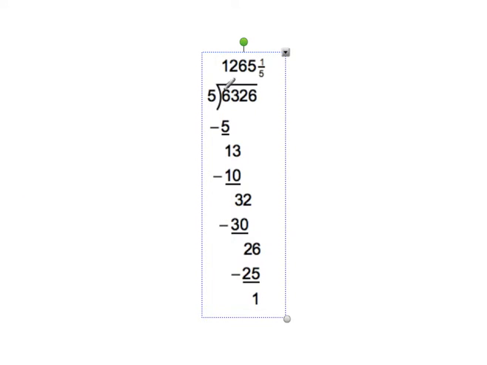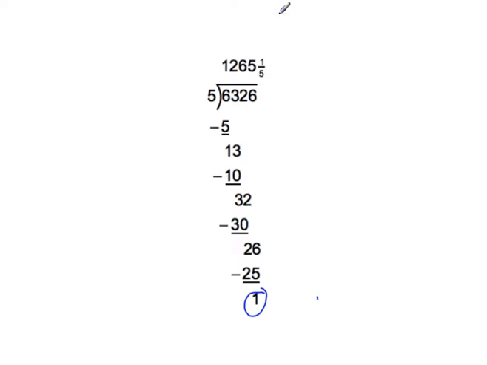Here we are. You'll notice we ask ourselves, how many times does 5 go into 6? The answer to that question is 1. We multiply 1 times 5, put 5 underneath, subtract that from 6, get 1, carry down the 3, and then the process repeats all the way up until we have 1 here, and that's a remainder. And the remainder goes up to the numerator, and then that is 1/5. So 1,265 1/5 should be your answer.